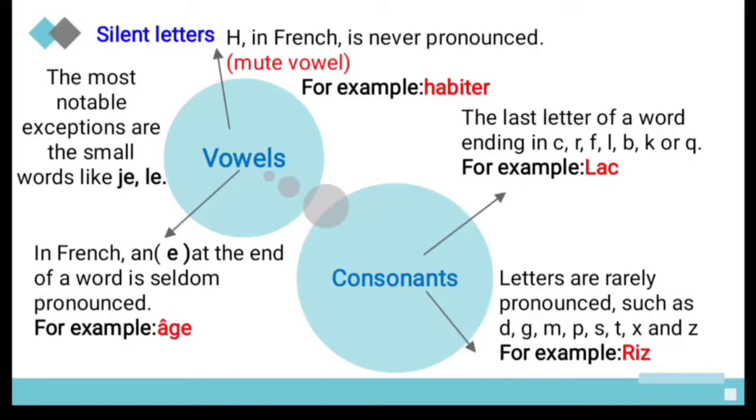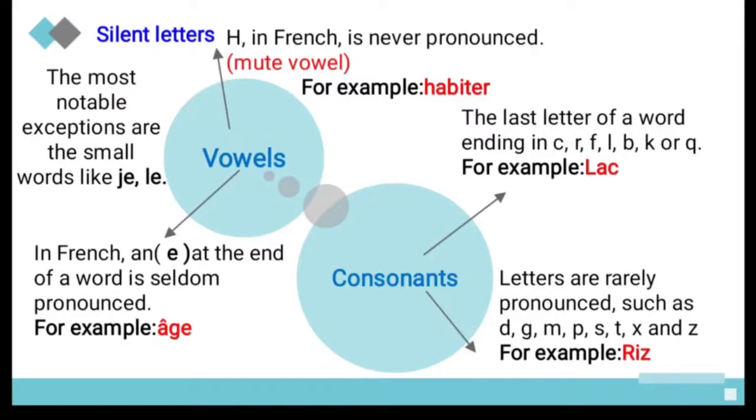So in vowels, what are the silent letters? One is H, and second one is e. These two are silent letters in French. And next, consonants. What are the silent letters in consonants?